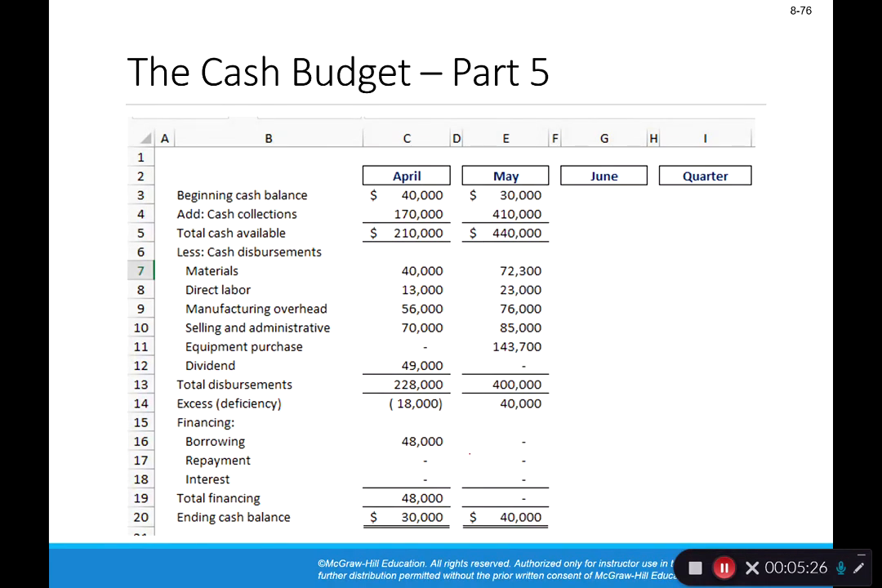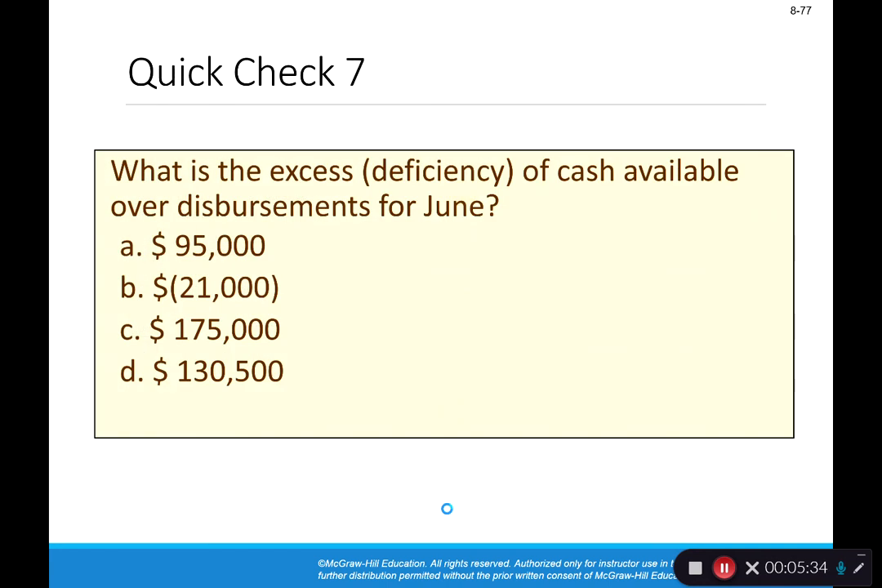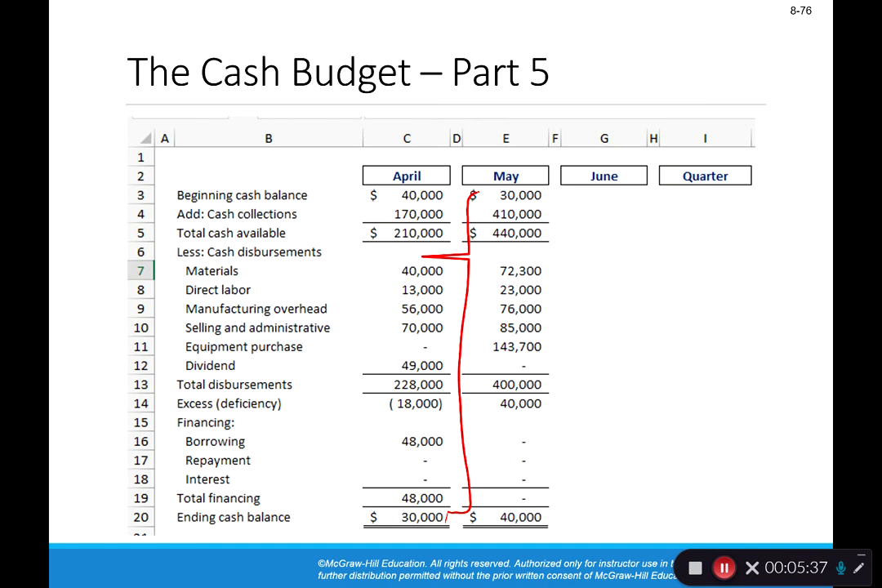So for May, we're going to get our beginning cash balance, which comes from the previous month. So ending from April becomes the beginning of May. We're going to add our cash collections from our cash receipts budget, and then we get our material disbursements, labor, overhead, selling and admin from all of our previous budgets. The equipment purchase was given, and that gives us disbursements of 400. So now we compare the 440 to the 400, and we have an excess of $40,000.